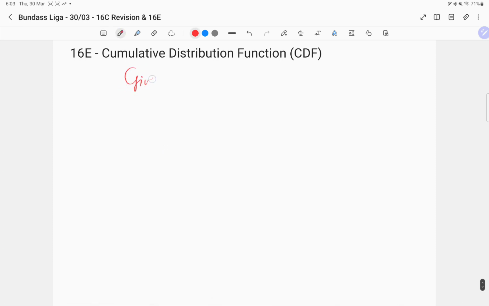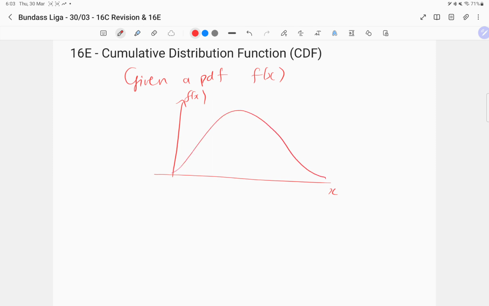So given a PDF function f(x), the idea is that f(x) gives you a graph that looks something like this. This is f of x, and this is the x value. So let's just say you have a graph that looks something like that, and then it'll be 0 afterwards. So what is the cumulative distribution function? What's the CDF, or big F of x?